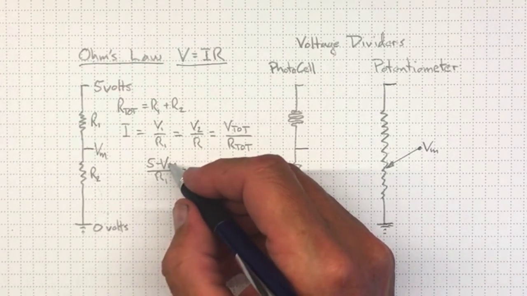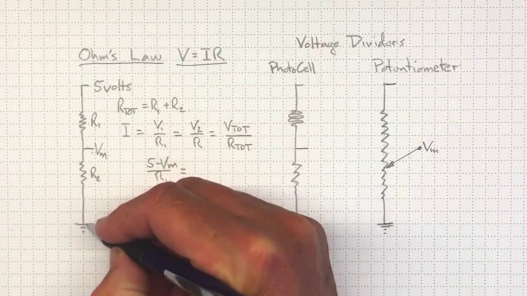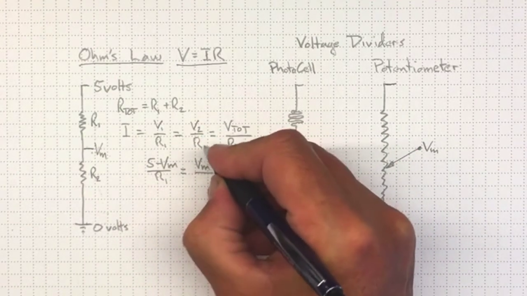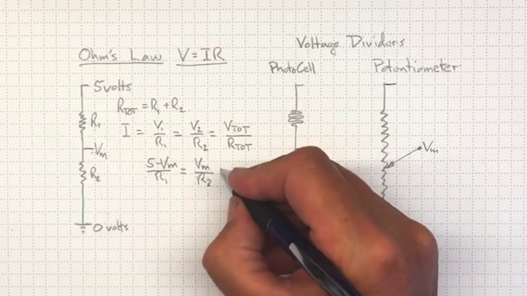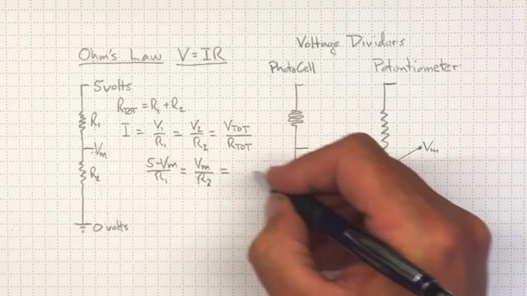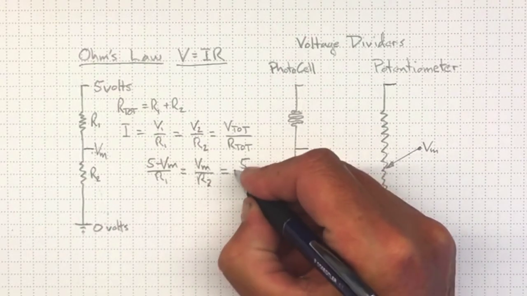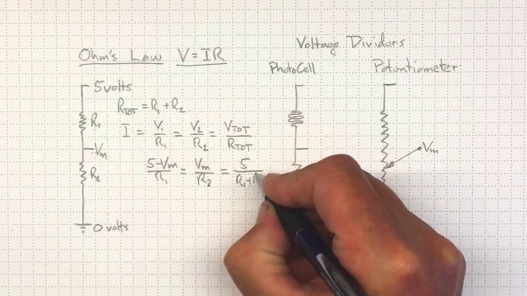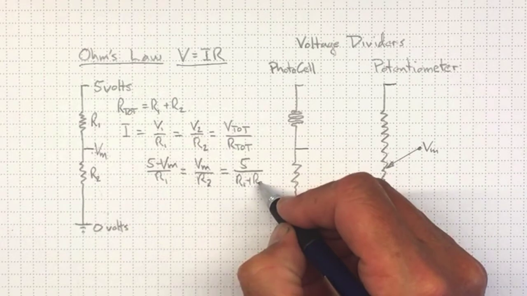well, Vm, the voltage drop across here from Vm to 0, will be just equal to Vm divided by R2, and those will both be equal to 5, the total voltage, divided by R1 plus R2, the sum of the two resistances.